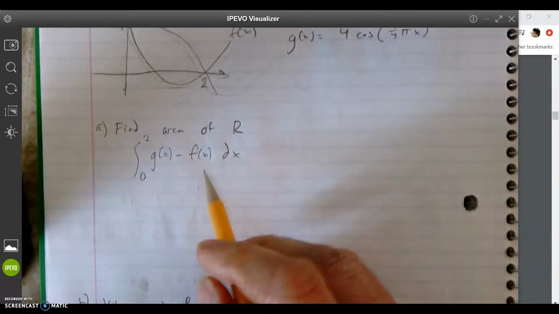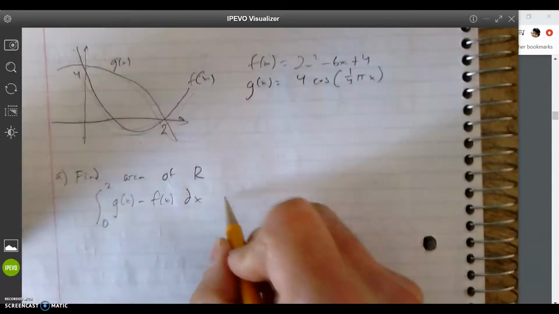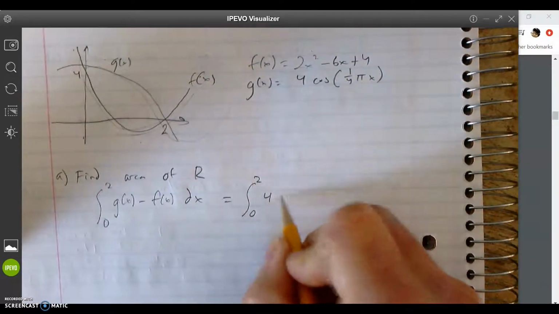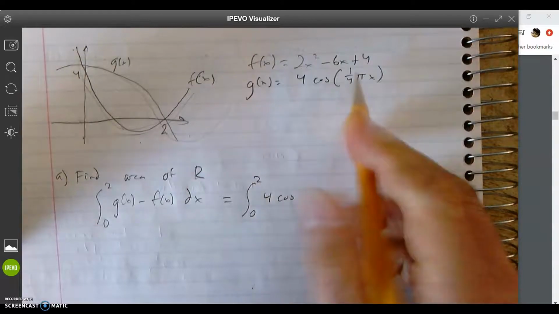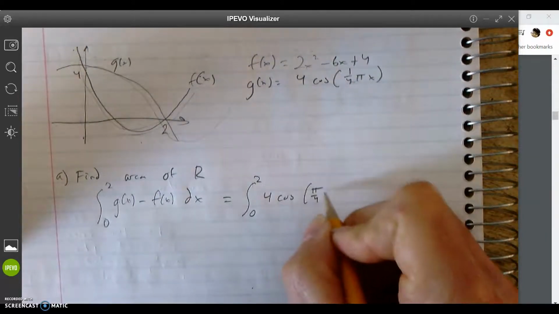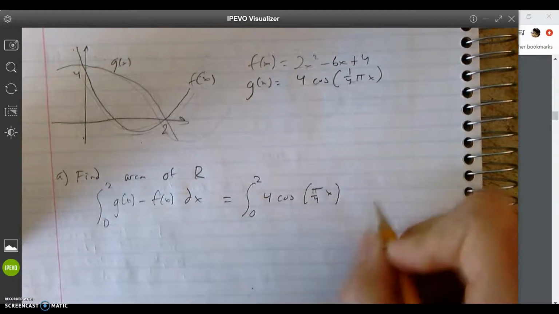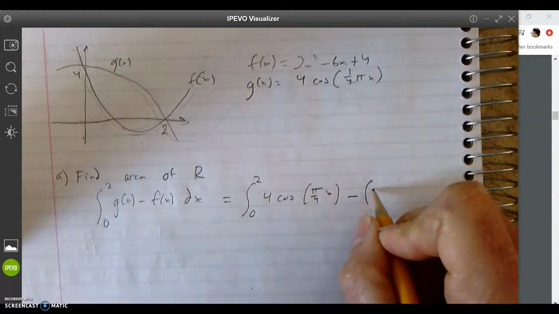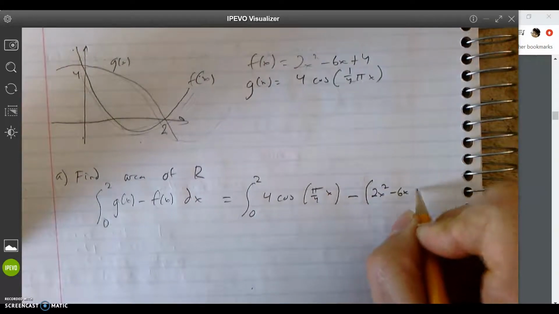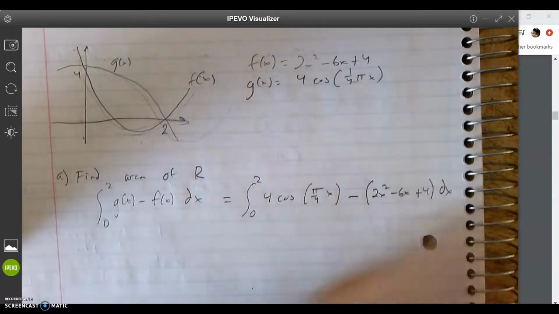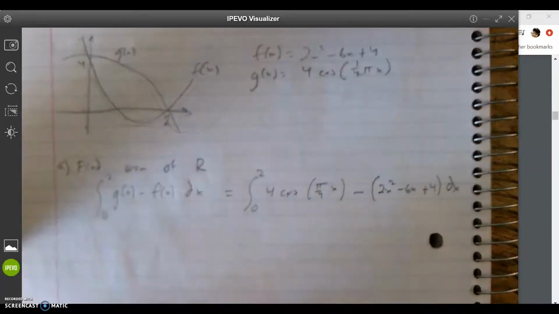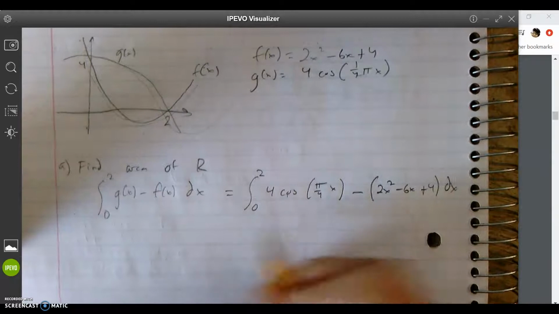This is where you have to find the antiderivative. You have to keep going. So this equals the integral between 0 and 2 of 4 cosine of pi over 4 x minus, in parentheses, the bottom, which is the parabola, 2x squared minus 6x plus 4, dx. So top area minus the bottom area. All right, so this is the same thing. If you wrote this, you got 1 point.